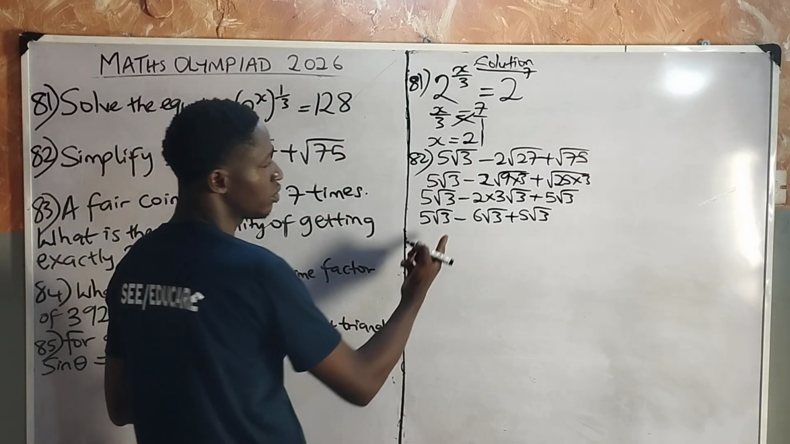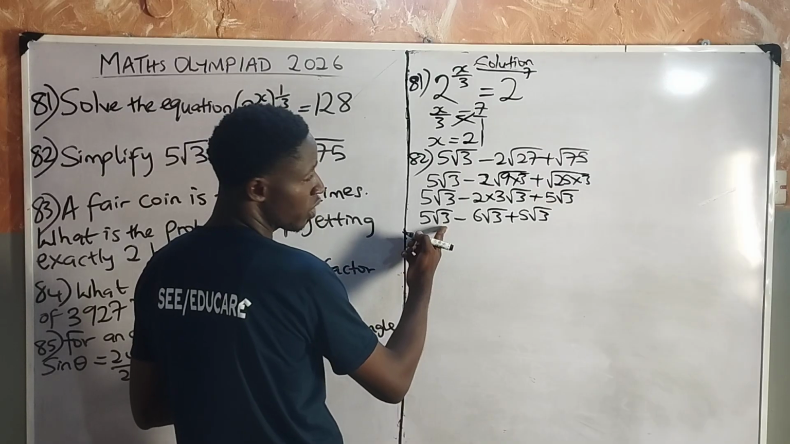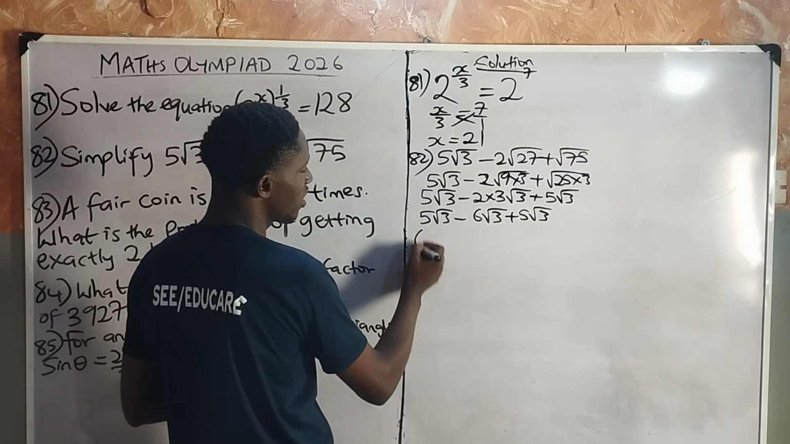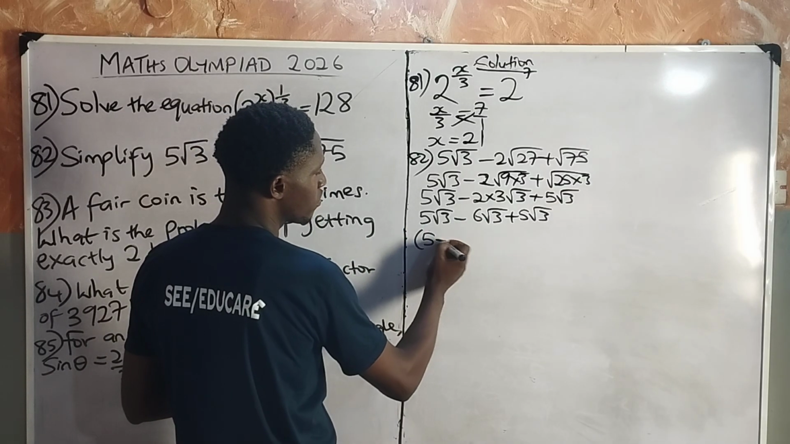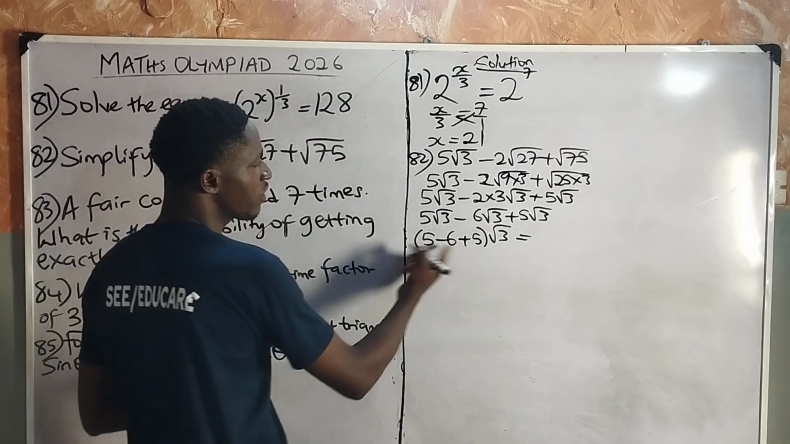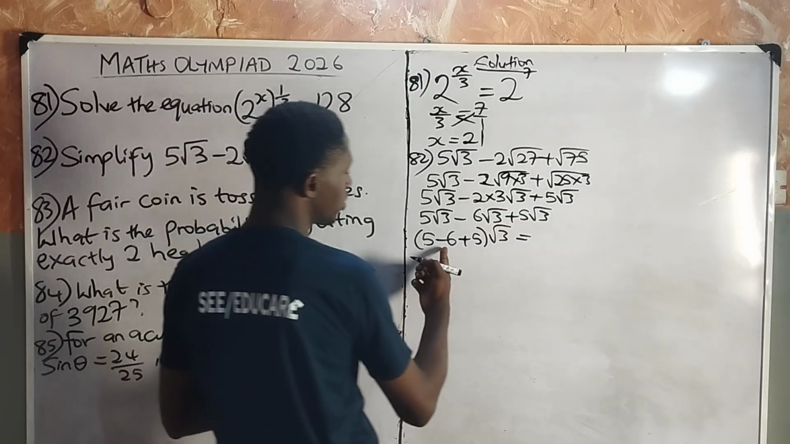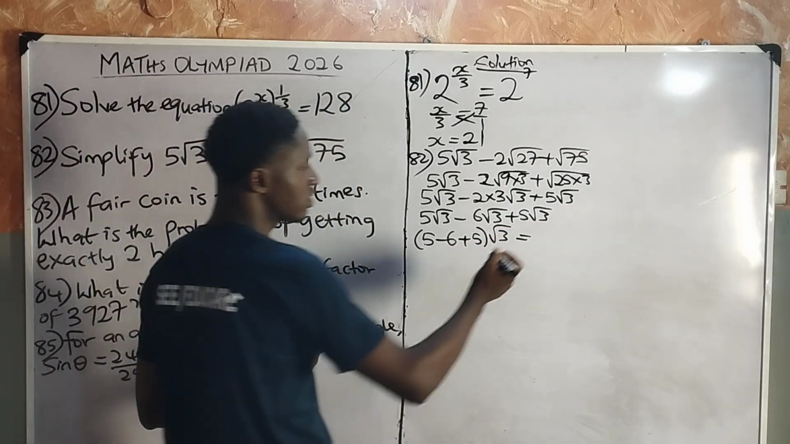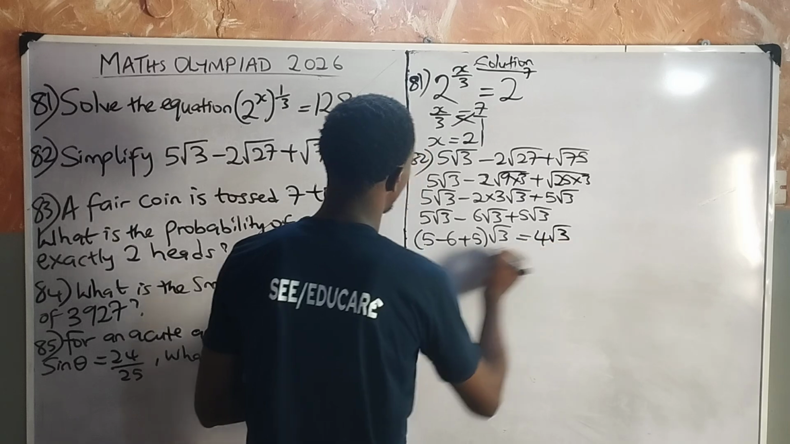These are like surds because they have the same number inside the square root. So let's focus on the outside. We have 5 minus 6 plus 5, all in root 3. 5 plus 5 is 10. 10 minus 6 is 4. So the final answer is 4 root 3.